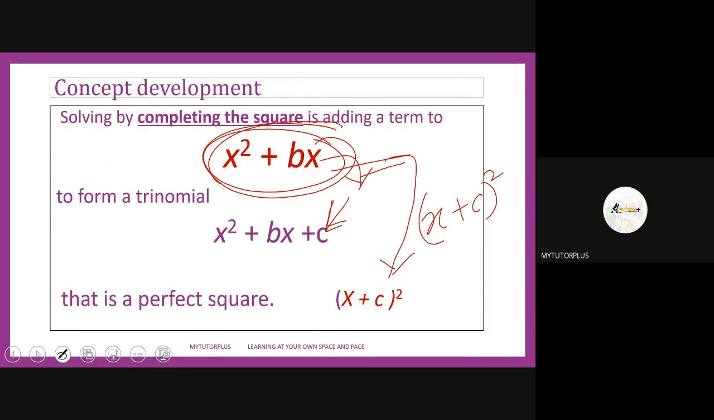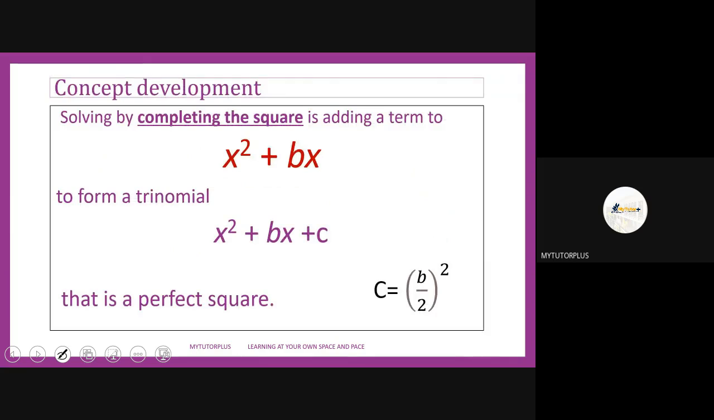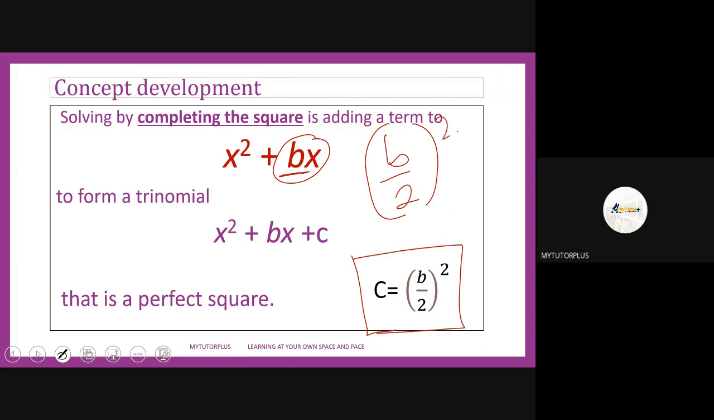The steps are very simple, just 2 steps, and I bet you are going to like the format we will use in solving it. To get the value of c, the procedure is very simple. Use this formula: just take the coefficient of x, not x squared. Take the coefficient of x here, which is b, divide it by 2, then square it. That is going to be the value of c.